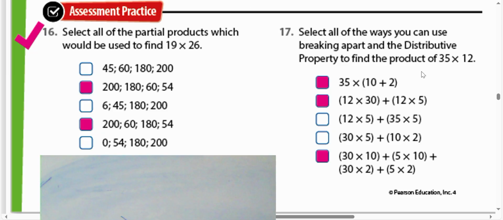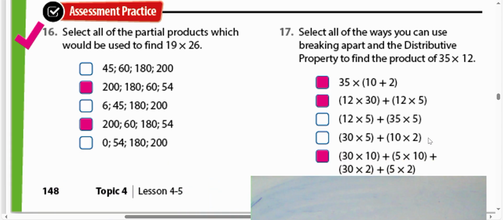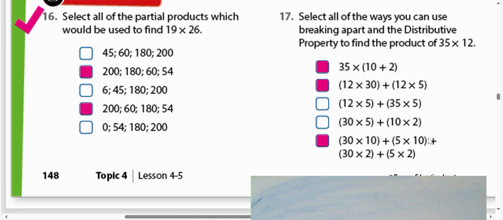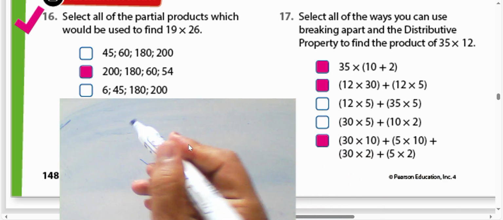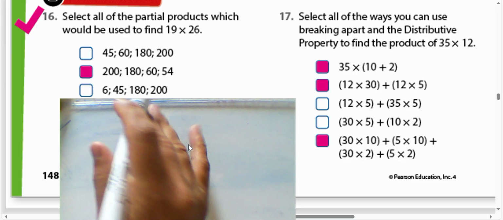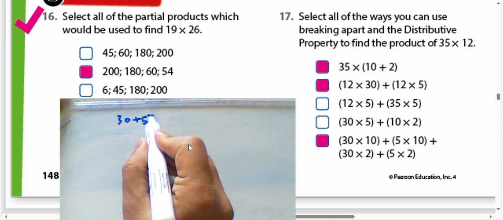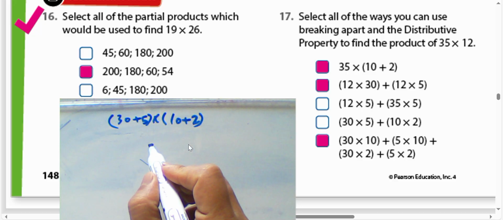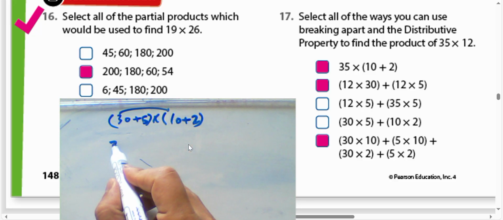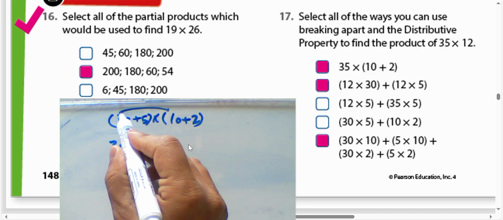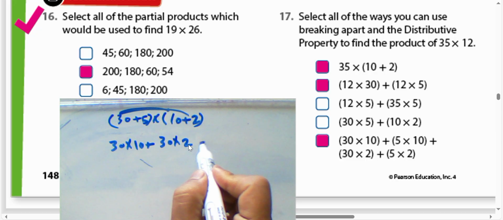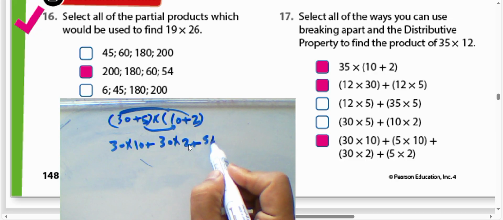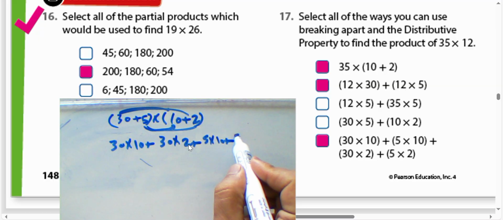And also 35 times 12 using also like this method using distributive properties. Do you know? We have 35 equals 30 plus 5. 12 equal 10 plus 2. 30 times 10 and 30 times 2. 5 times 10. 5 times 2.